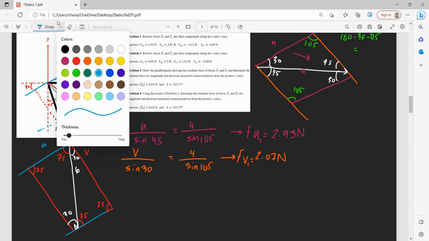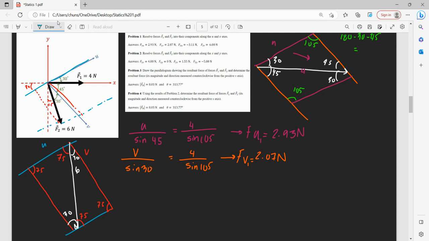Okay, so let's see if we did our geometry right. Let's go ahead and solve for u. Opposite of u is sine 30, which is equal to 6 this time. Across from 6 is 75. So 6 sine 30 divided by sine 75 is 3.11. There you go. And the reason that there's a negative sign here is because it will be pointing in the negative u direction.